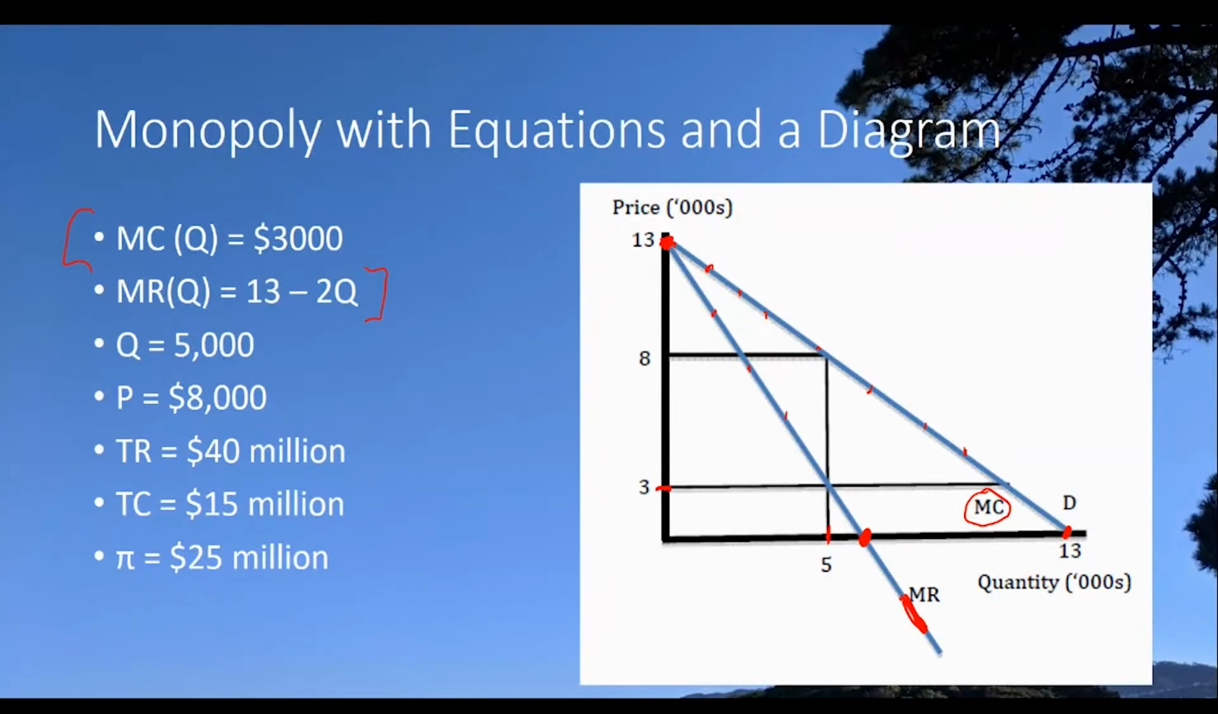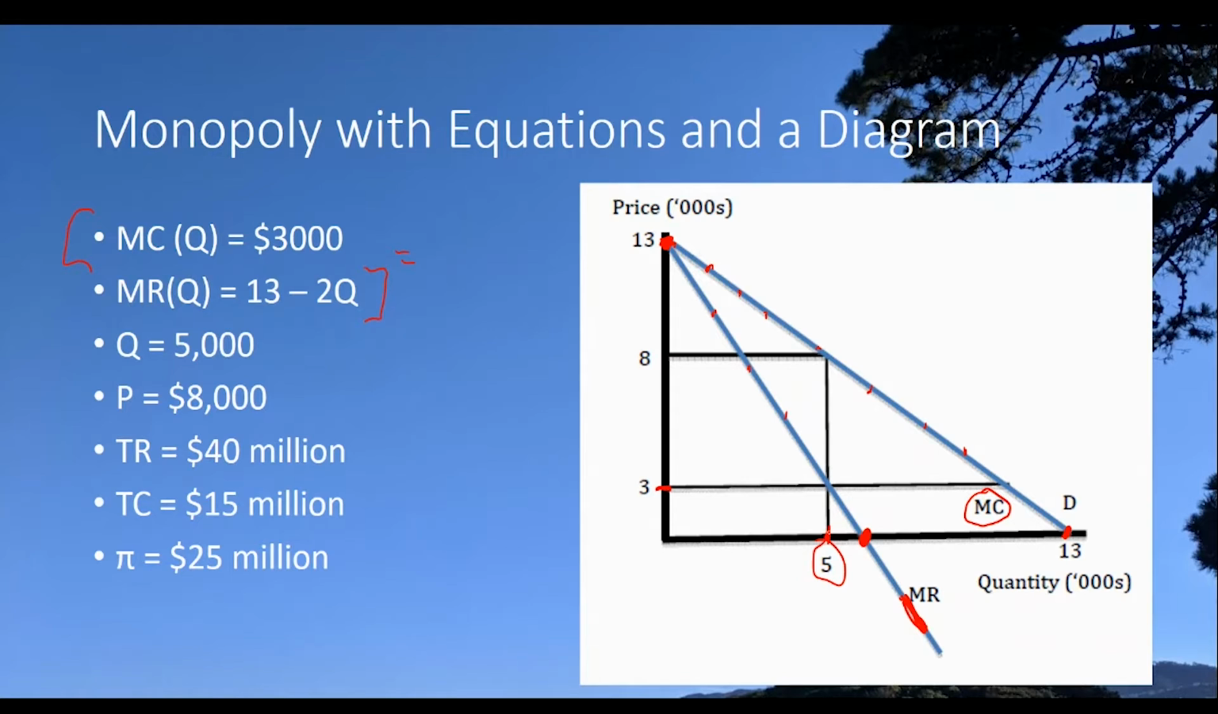It's going to be equal to 13 minus 2q. You can take my word for that. And sometimes I will actually be giving you, say, set marginal revenue equal to marginal cost and solve. And you can actually set these two equal to each other and solve for the quantity. And if you did, you're going to come up with this quantity of 5. 5,000 units is going to be the quantity that's going to maximize profit, again, in this monopoly situation.